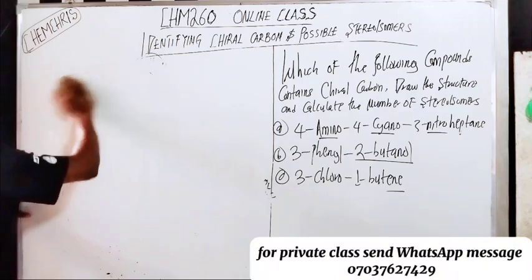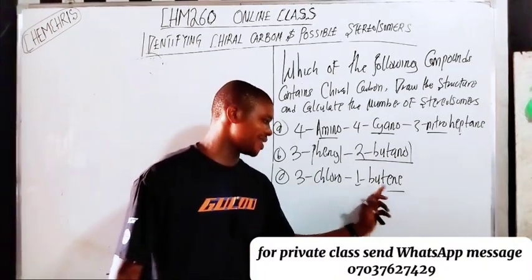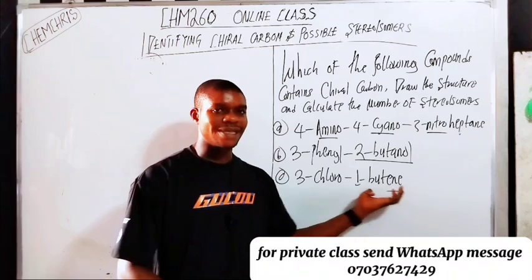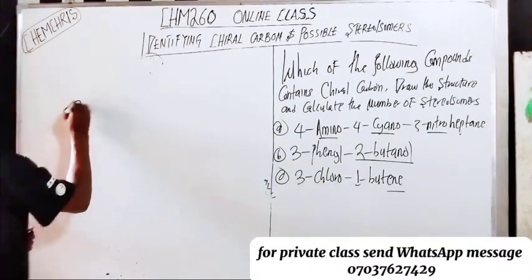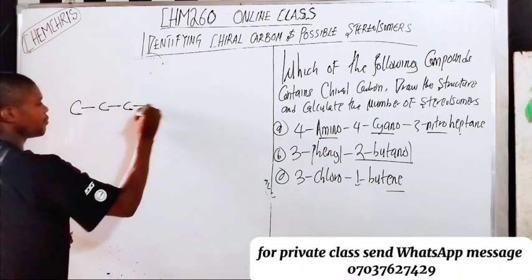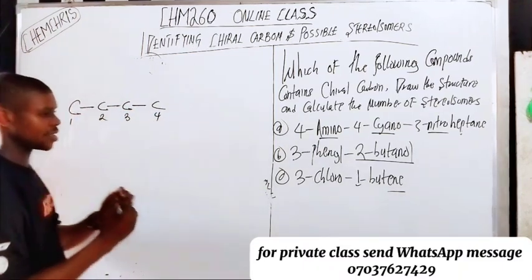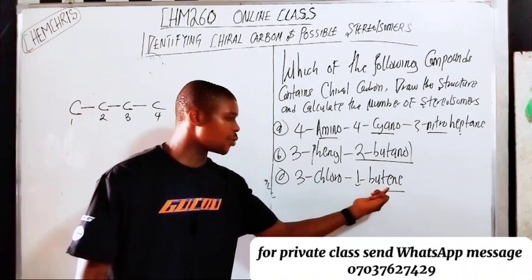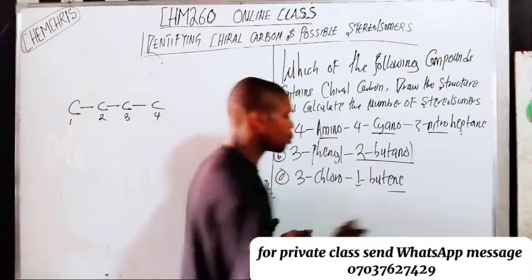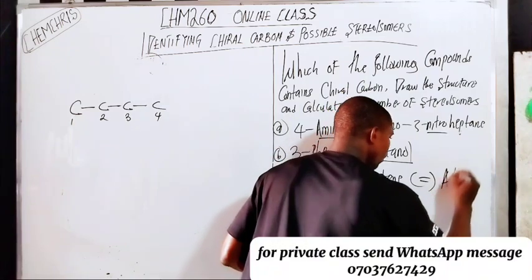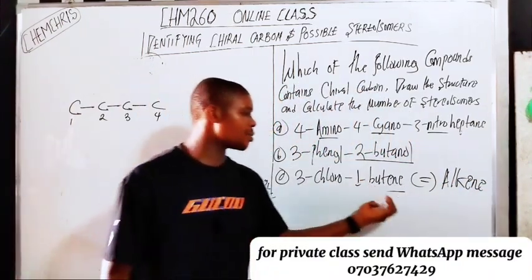Look at the C part of this question. You see that 3-chloro-1-butene. Here we have "ene", that is, there's a double bond here. So here we have 1, 2, 3, 4. Can you see that? So that is the double bond, because when you have "ene", it means an alkene, and the alkene is a carbon by 2.